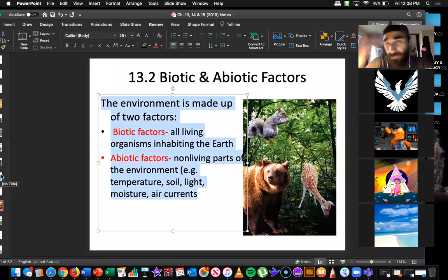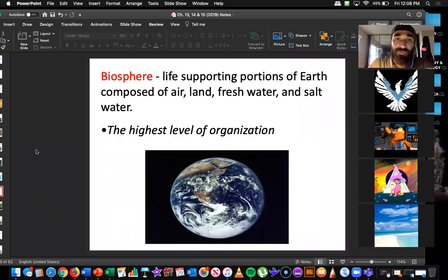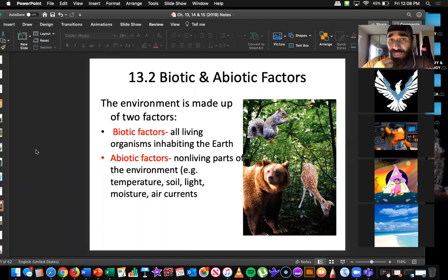Okay. So in this picture, I went too far. Okay, so in this picture, Jaime, what would the biotic factors be in this picture? The bears, the deers, the squirrels, basically the animals. Is that all? Oh, and the trees as well, right? And the trees, exactly. So what would the abiotic factors be then, Felipe? What would the abiotic factors be in this picture?